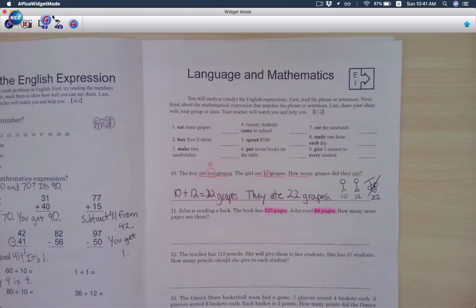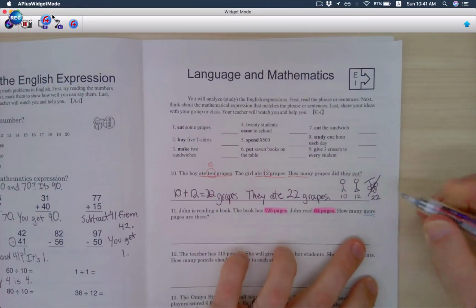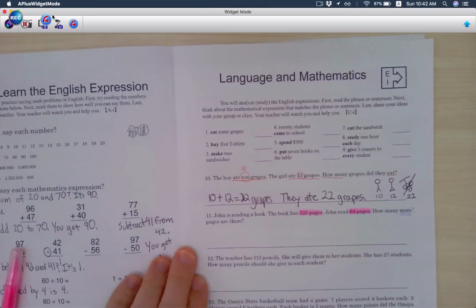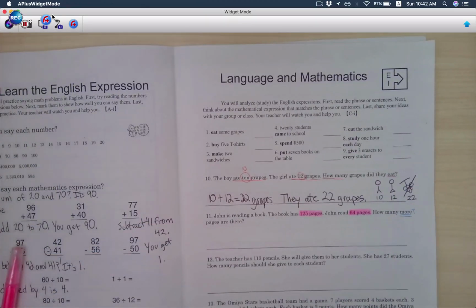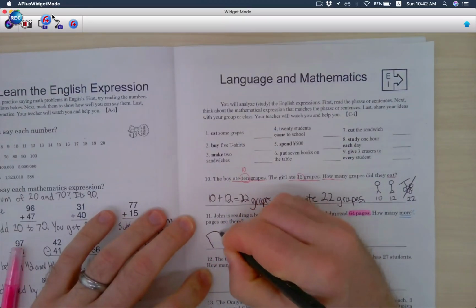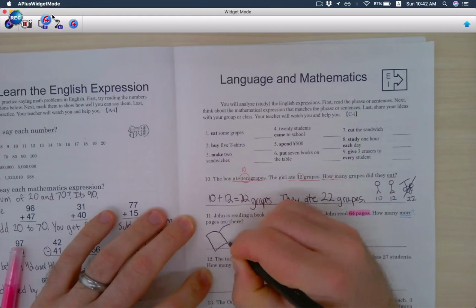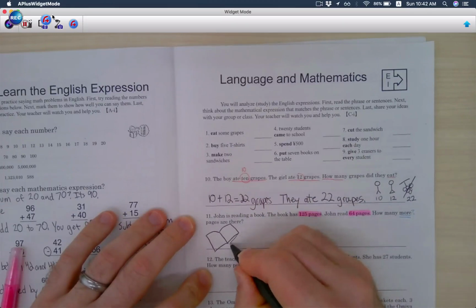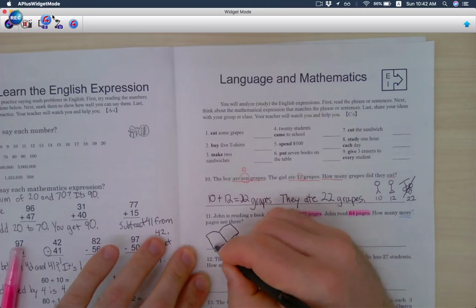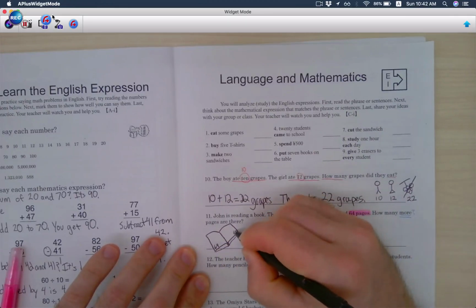Well, I don't really understand more. So, how many more? I'll ask the teacher. Now that I've asked the teacher, I understand the problem, and I'm ready to express my answer. So first, I'm going to draw a picture of a book. And I will show that he has read 64 pages by putting the number 64 here and 65 here.